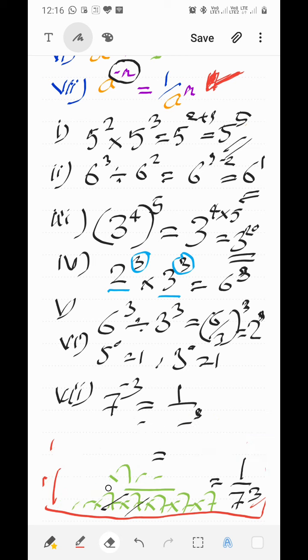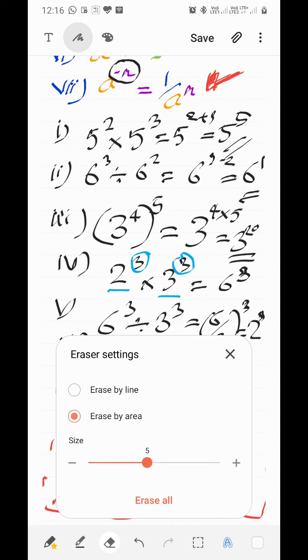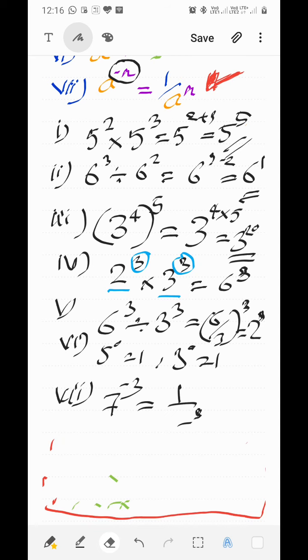Okay, so this is actually, but just given that. So the seventh law is a raised to minus n is equal to 1 by a raised to n. So for an example, 7 raised to minus 3 is equal to 1 by 7 raised to 3.